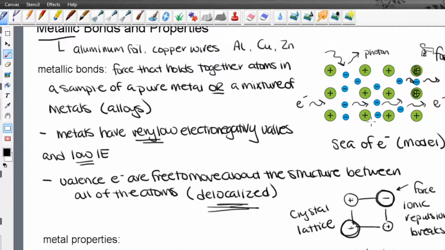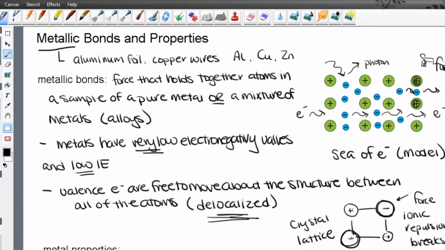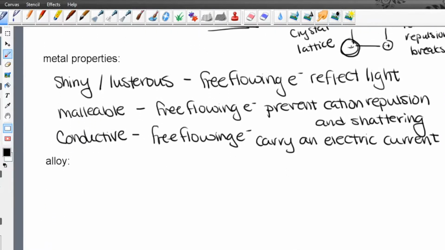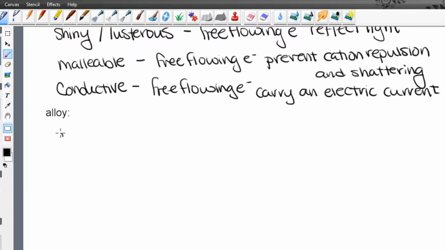But let's say we wanted to improve the strength of a metal sample that we have, or we wanted to adjust its melting point. Let's say that the metal that we're working with doesn't have all of the properties that we want. We can get different properties of metals by mixing them together. And that's what an alloy is. An alloy is a mixture of two or more metals.